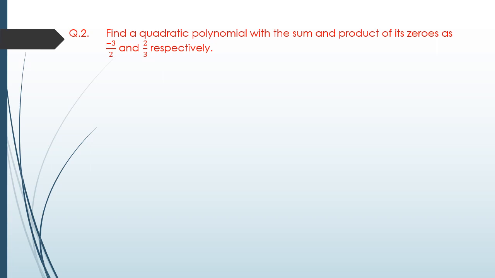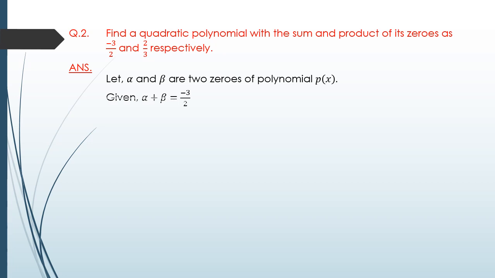So we'll begin in the same way. Let us say that alpha and beta are the zeros of the polynomial p of x. Let us say the required quadratic polynomial is p of x, right? We have given sum of the zeros as -3/2 and product of its zeros as 2/3. So we have given alpha plus beta is equal to -3/2, which is sum of the zeros, and alpha into beta as 2/3, which is product of the zeros. Now we know that in order to write a quadratic polynomial, we always require sum of the zeros and product of the zeros, and both the things are with us.